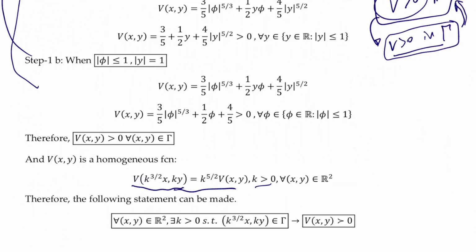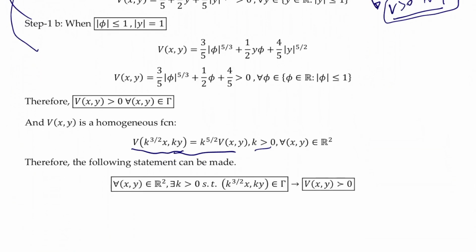All right, so therefore the following statement can be made. Of course, there are some things that I'm glossing over, or I'm not doing a great job of elaborating my argument here, but you will understand. I'm hoping that the following statement can be made: for every xy in R2, there exists a k which is positive, such that this pair is on that set.